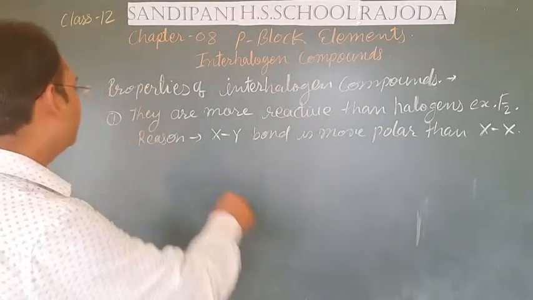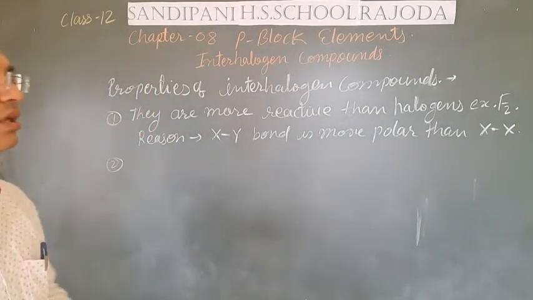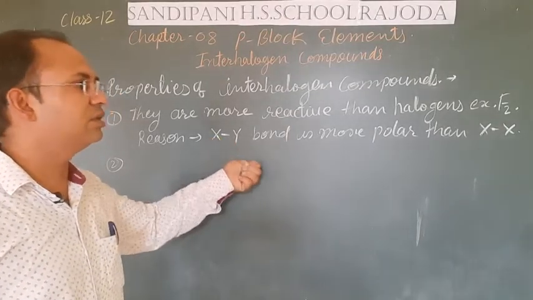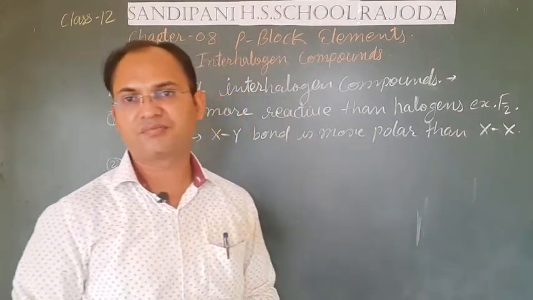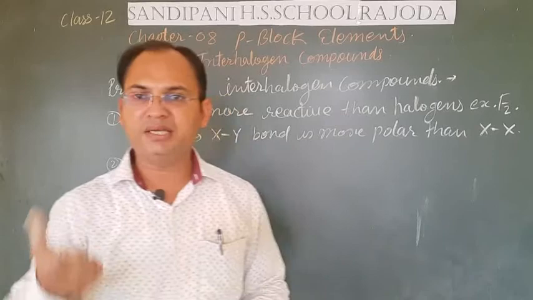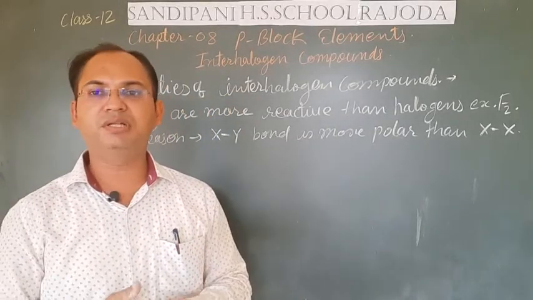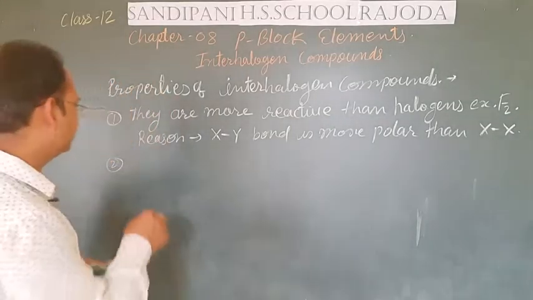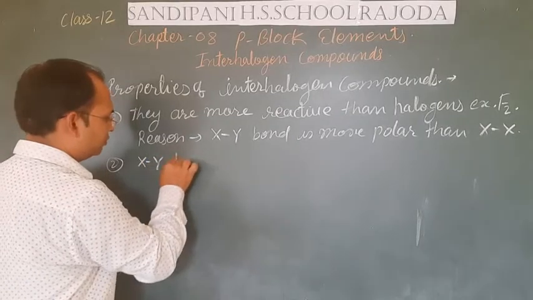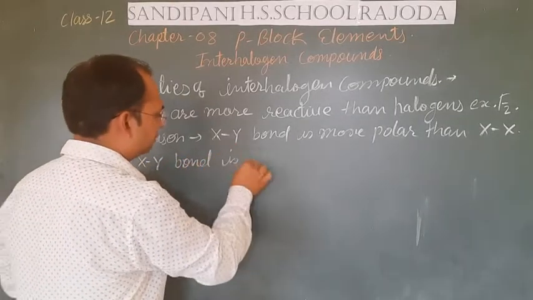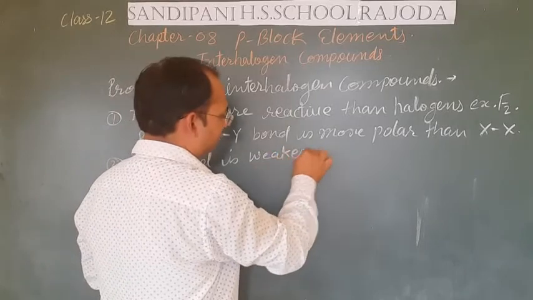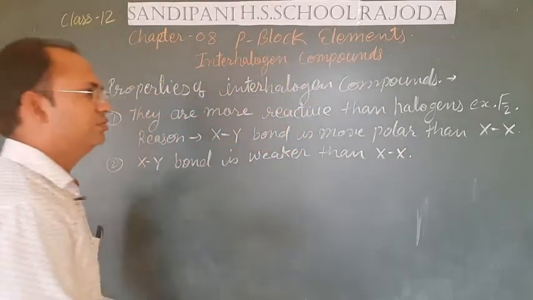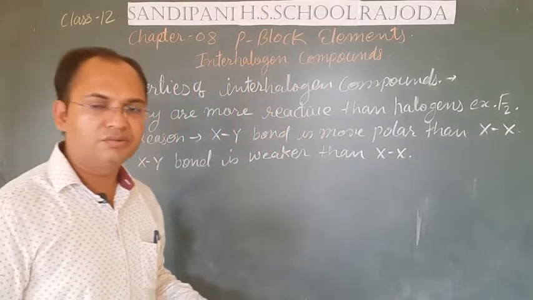Now the second property, students, is that the XY bond is much weaker than the bond between the same halogens. A weak bond results in increased reactivity, because if the bond breaks easily, then the element can easily combine with other elements. The XY bond is weaker than the XX bond, so they can easily react.